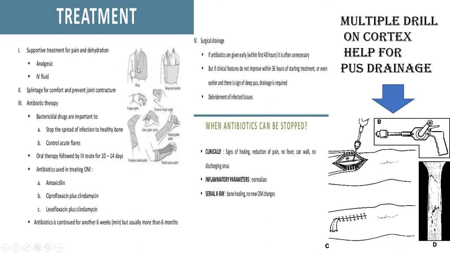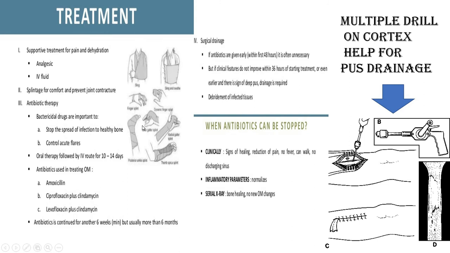We cannot wait, because if we wait, it can cause septic shock, it can cause joint destruction, or it can endanger the life of the patient, not only the limb. So: analgesic, splintage, and IV fluid. For the lower limb, we can apply a slab, or we can apply a Thomas splint. For the upper limb, we can apply an arm pouch.